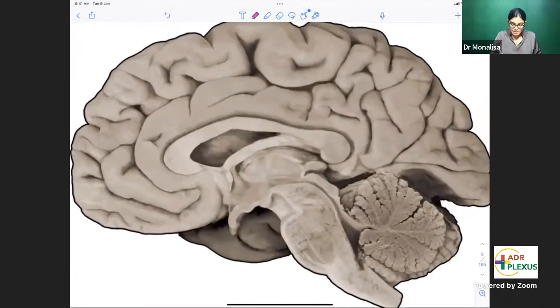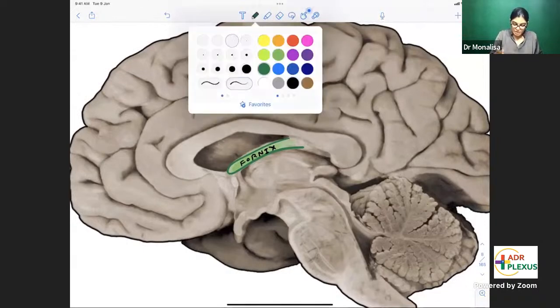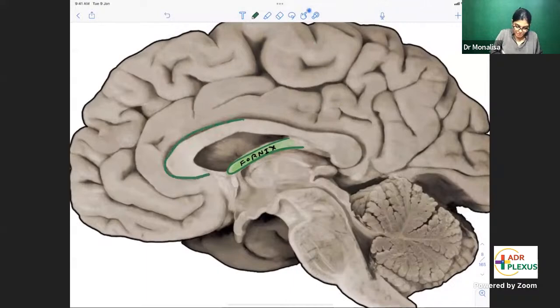So let me just enlarge this. Now here I would like to highlight the structure which has been asked here. So this was the structure which has been asked in the MCQ, and this is definitely fornix. Okay, no. A few of the students here are writing corpus callosum. Don't confuse it with corpus callosum. This structure which you are seeing above is the corpus callosum.